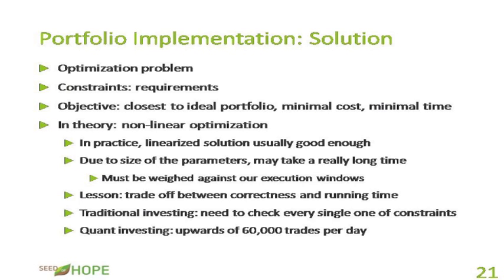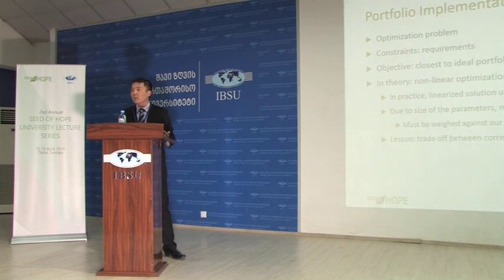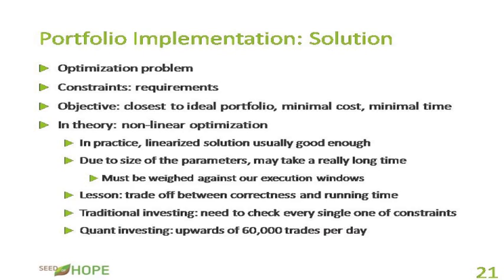And due to the size of parameters, if we're not careful with the way we model it, it might take a really long time. For example, for a day's worth of trades, the brute force approach sometimes takes up to 6 hours to compute. But we don't have 6 hours between the US market close and the Oceania open, right? We have to shorten it down. So we have to weigh our correctness against our execution window. The trade-off between correctness and running time is an ongoing area of research. People are trying to discover how we can schedule our trades more efficiently.